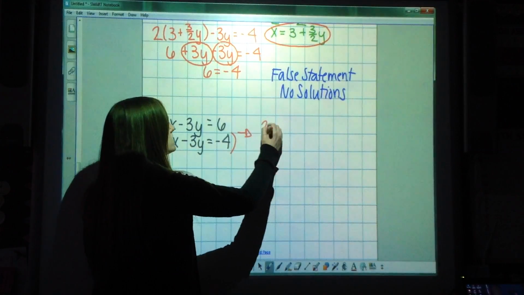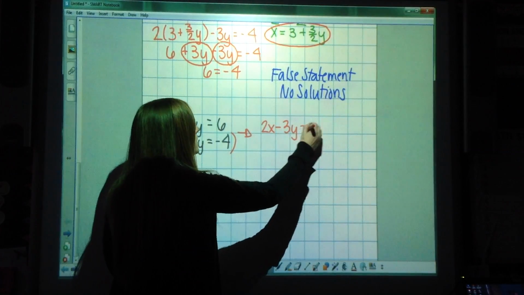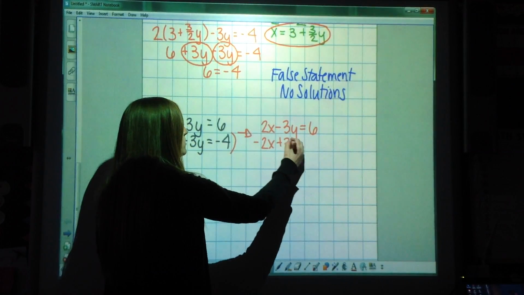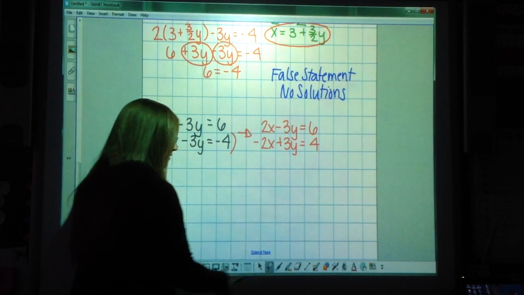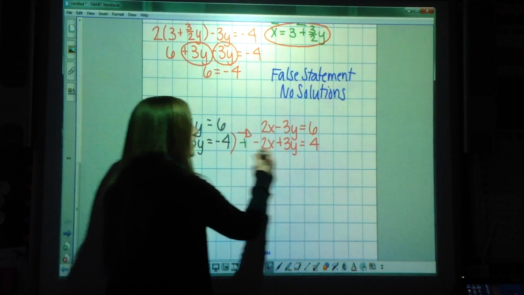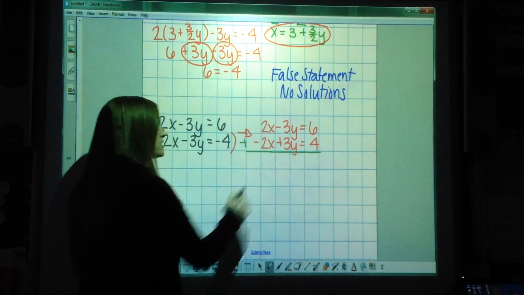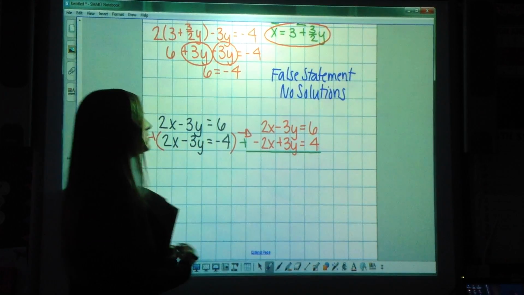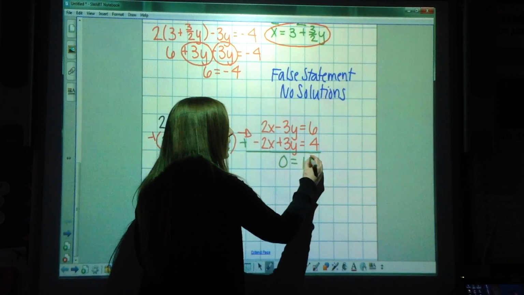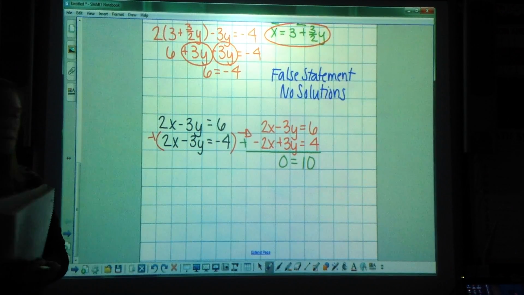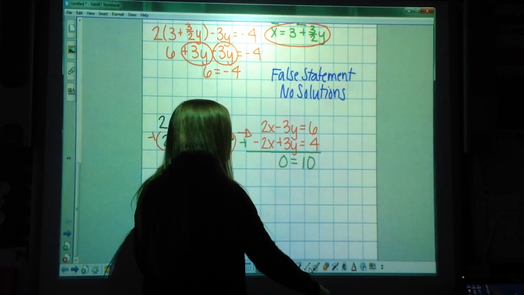So the first equation stays the same. The second equation, I get a negative 2x, a positive 3y, and a positive 4. Because I have opposite coefficients here, I can solve. These cancel out. Negative 3 plus 3, well, they also cancel out. So on the left side, I have 0. On the right side, I have 10. Again, when you get a false statement, your answer is going to be no solutions.